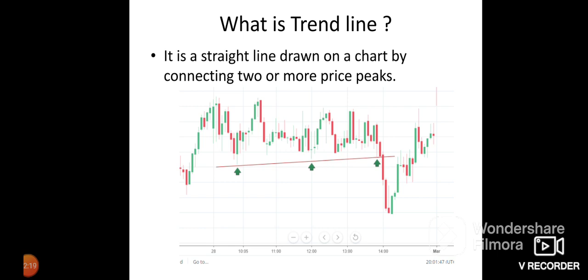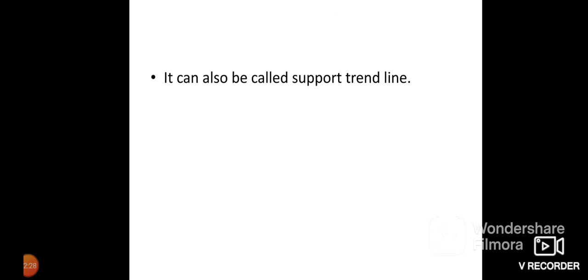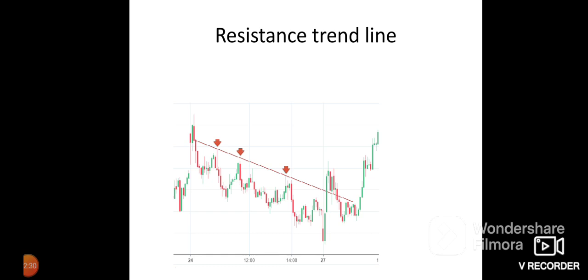And similarly, we can call this particular trend line a support trend line. And how do we draw a resistance trend line? Here is an example. You can see that we are trying to draw a resistance trend line, where 1, 2, 3 times the price touches that particular trend line.